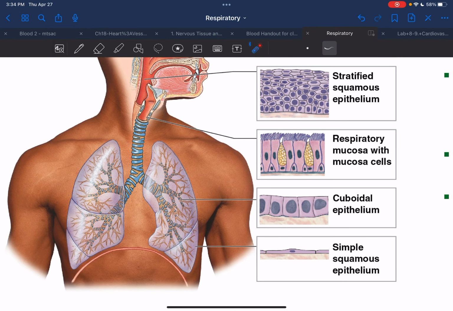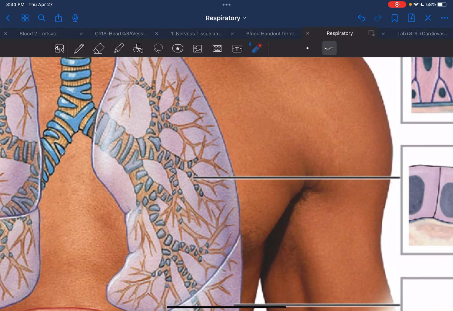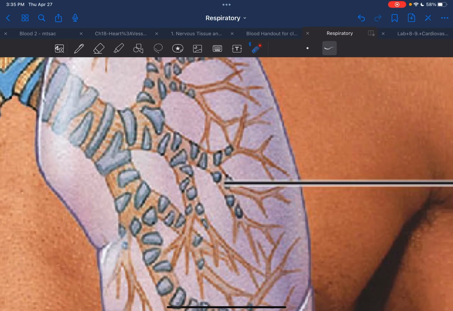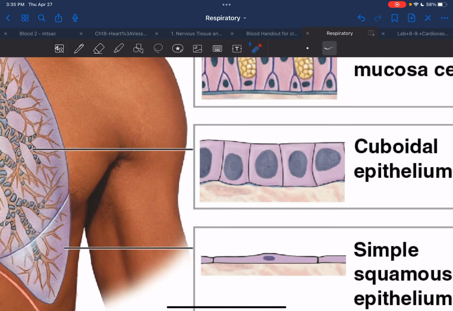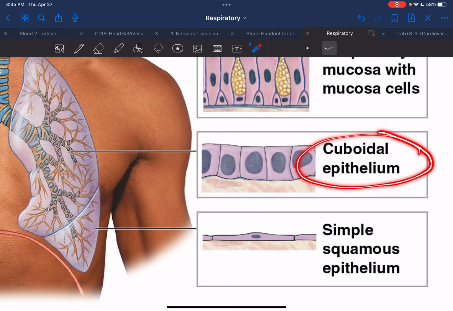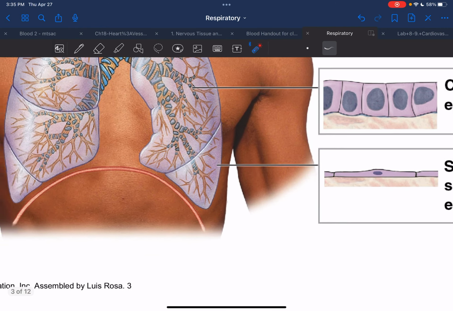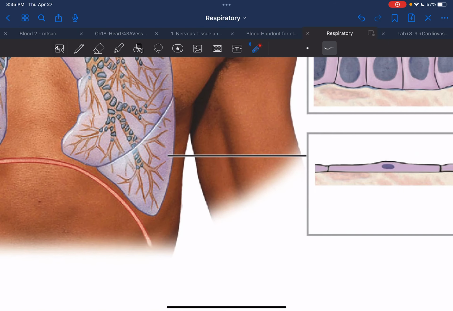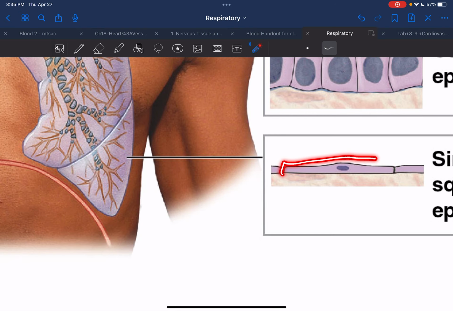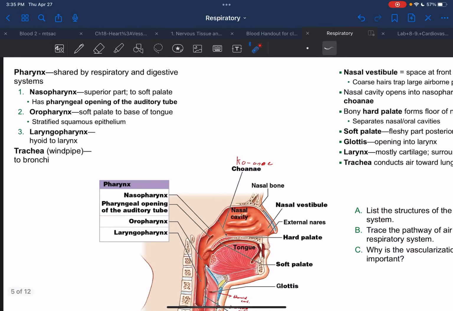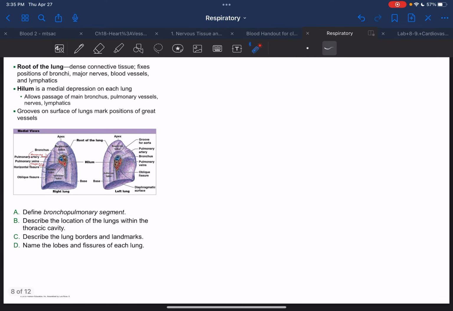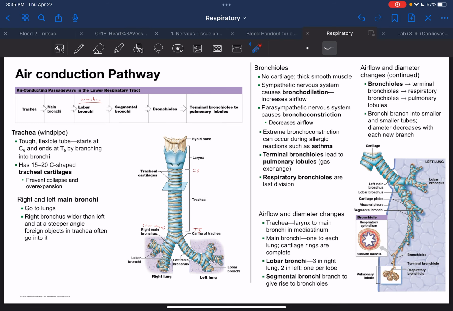With that, we've now transitioned into what looks like our segmental bronchi, and what we see in there is cuboidal epithelia. Finally, when we reach the pulmonary lobules, we're going to see simple squamous. And what was simple squamous great at? Gas exchange. Awesome. And doesn't it make sense that we're talking about gas exchange now?